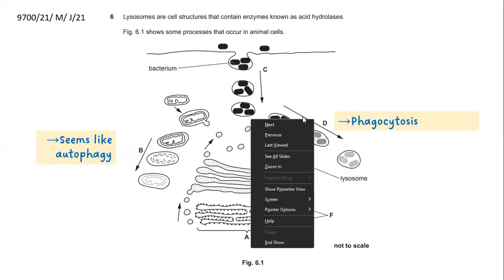Now name the cell structures labeled. Just give me a minute. Yeah, let us proceed now.